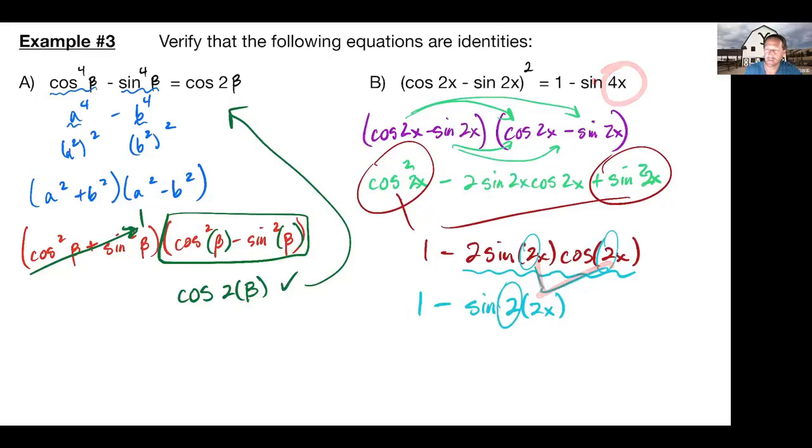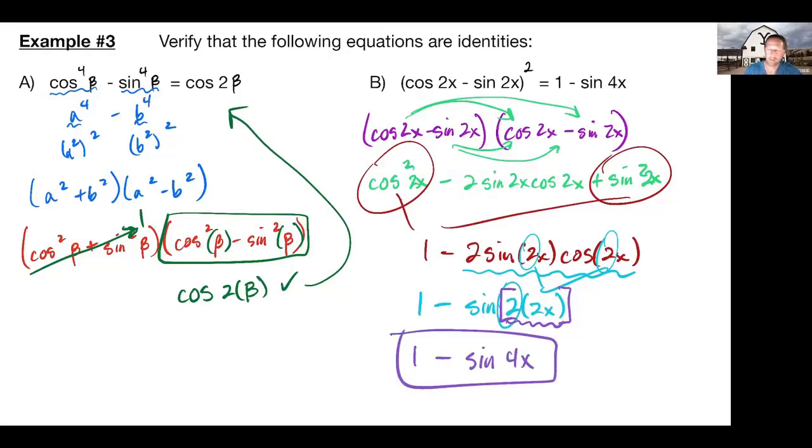Look what they gave us and asked us to find. So now that I have all of that, I have come up with 1 minus this all multiplied together, which would be my angle for sine, would be 4x, which is exactly what I was tasked with verifying or proving, that those two things are indeed equivalent. Okay? Hopefully you're able to do that.